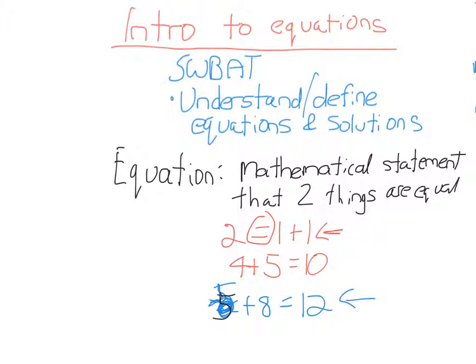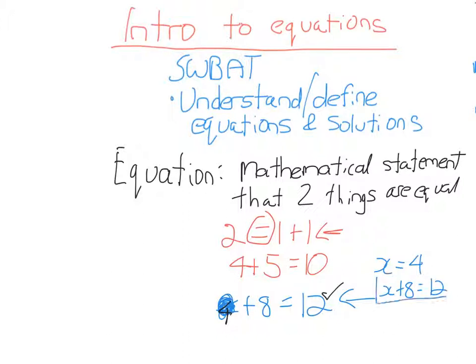But if I change x to 4 instead, then the statement will become true. So if I change it to 4 plus 8 equals 12, this is now a true statement. As true as the fact that Mr. Luck is the luckiest maths teacher in the world. So I have a true statement. So what that means is that x equals 4 is a solution to the equation x plus 8 equals 12.